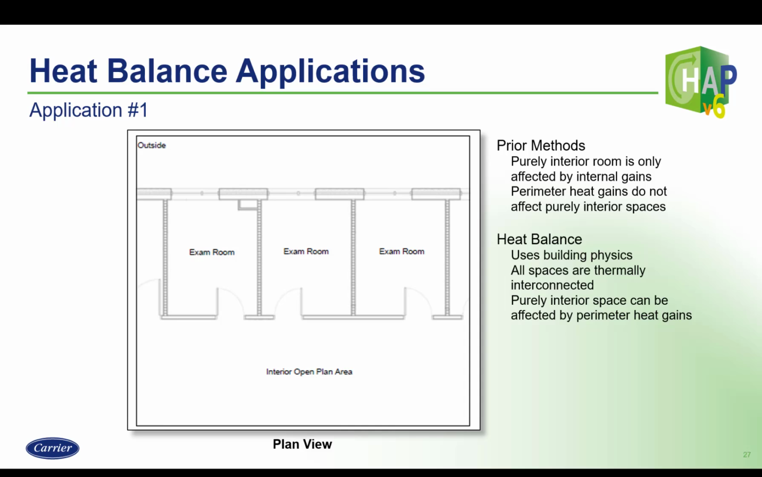In real buildings, all spaces are thermally interconnected. Every space has an effect on a neighboring space. Heat balance calculates this thermal connection. Transfer functions do not. Using transfer functions in HAP 5.11, if we ran the cooling load on the interior space shown here, we would include the interior heat gains like lights, people, and plug loads. There would be no glass or exterior wall solar in our interior analysis. That's because there are no windows or exterior walls in the interior space.